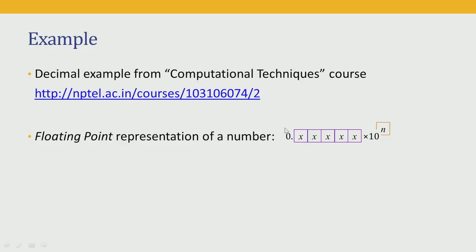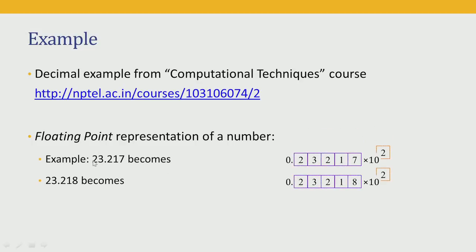So, let us see how we represent the number 23.217. The number 23.217 becomes 0.23217 multiplied by 10 to the power 2. So, what is the next number that comes in? The next number is when the lowest digit over here is incremented. So, the next number becomes 0.23218 multiplied by 10 to the power 2. That is the next number. Okay.